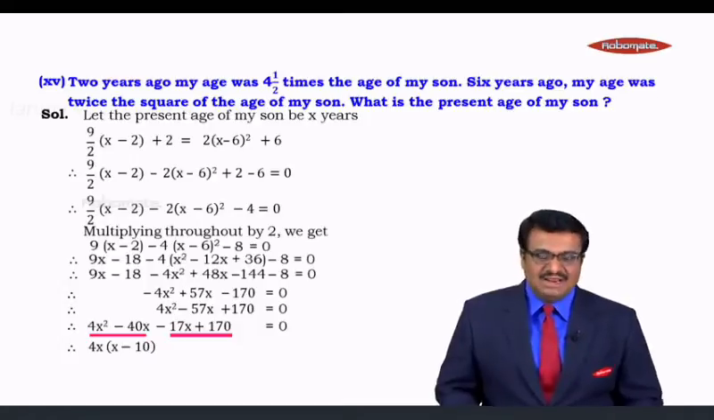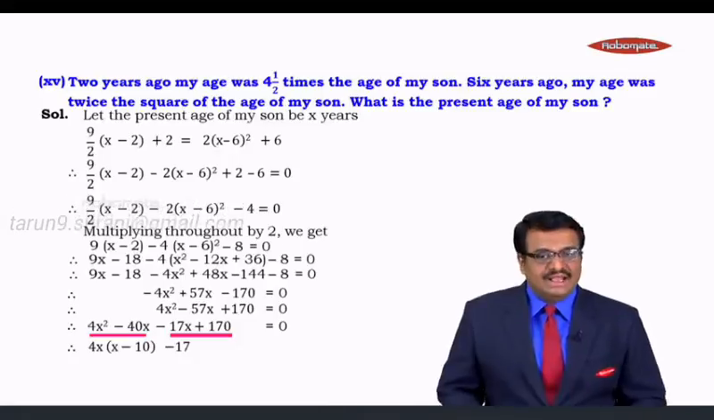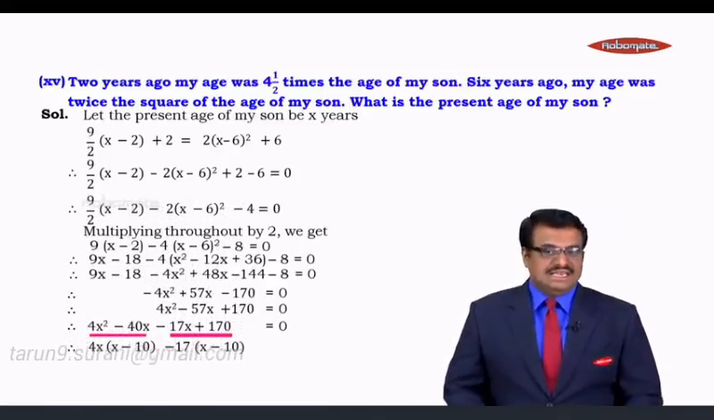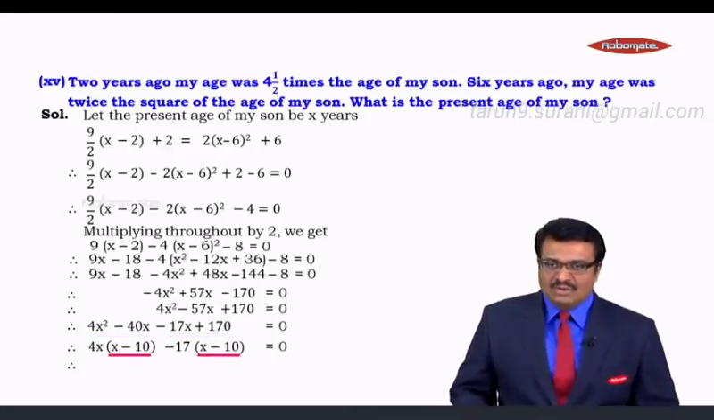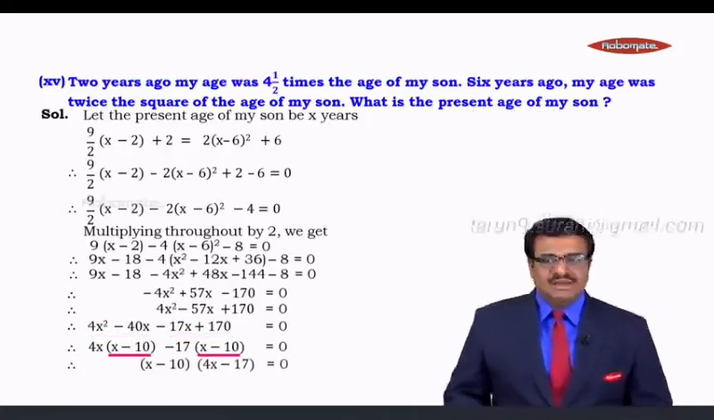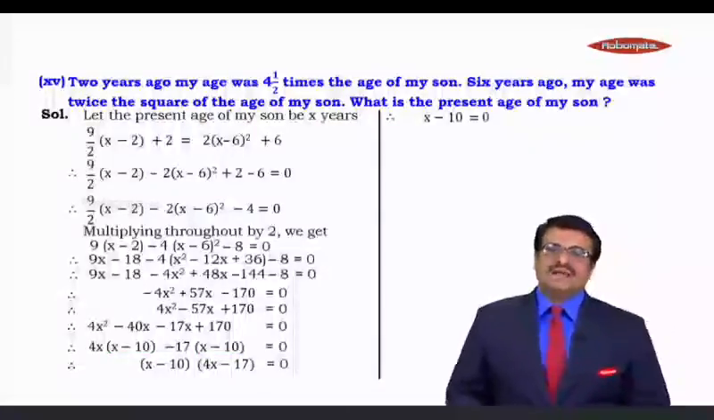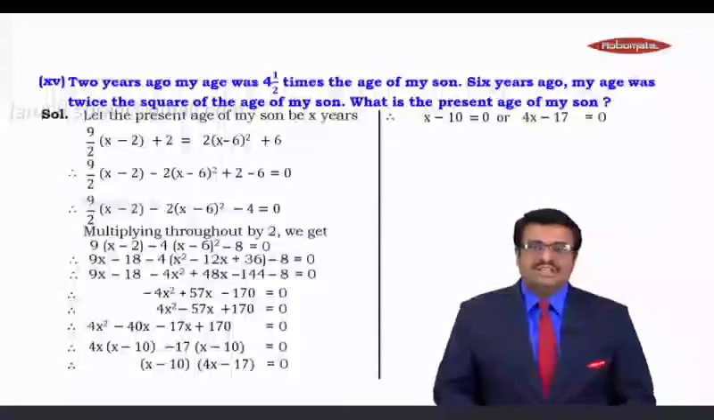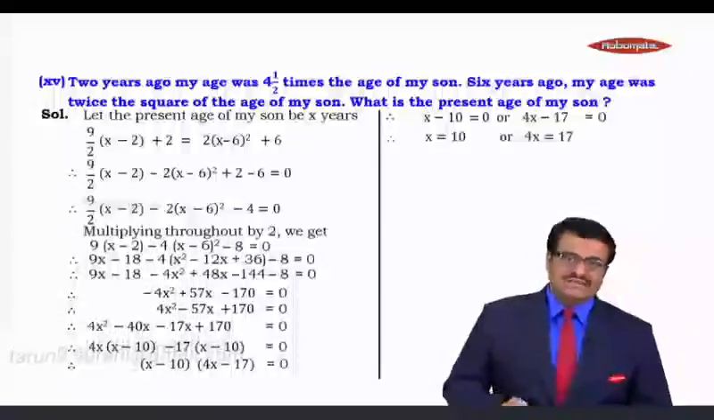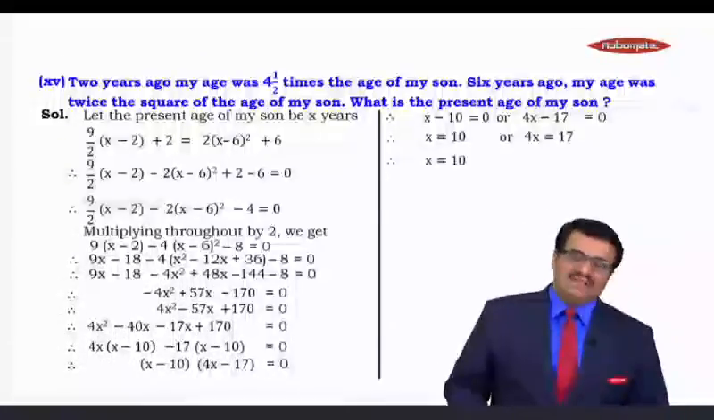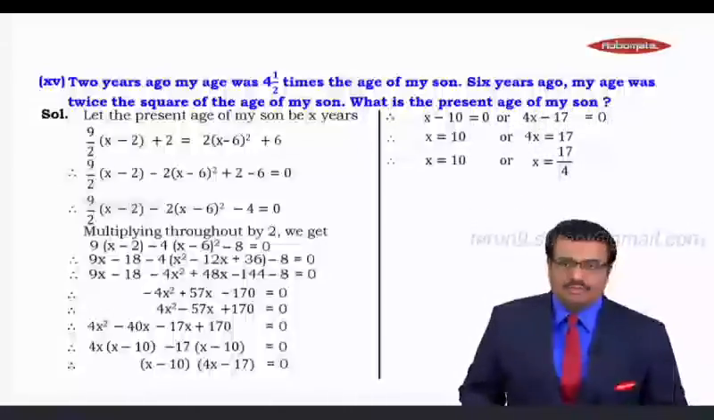What stays inside the bracket is x minus 10. Whatever is the sign of the third term, that sign also goes out. From the next two we can remove 17 common. What stays inside the bracket is x minus 10 is equal to 0. So x minus 10 goes out common throughout into 4x minus 17 is equal to 0. So we get x minus 10 is equal to 0 or 4x minus 17 is equal to 0. So we can get the value of x is equal to 10 or x is equal to 17 upon 4. 4x is equal to 17, the next step we will get the value of x. X is equal to 10 or x is equal to 17 upon 4.